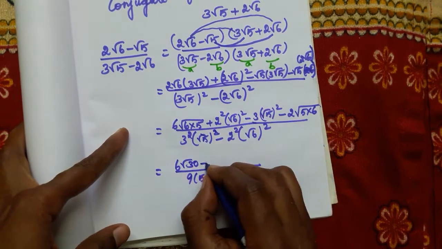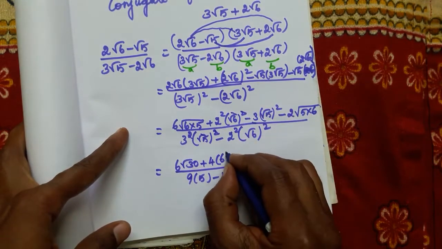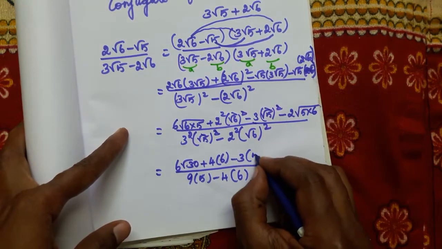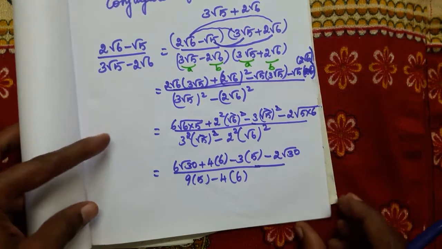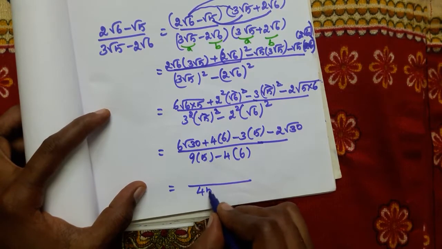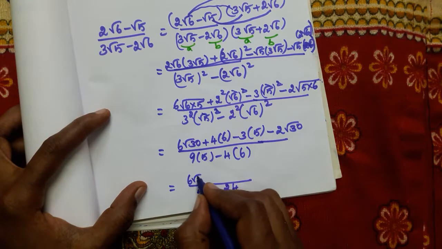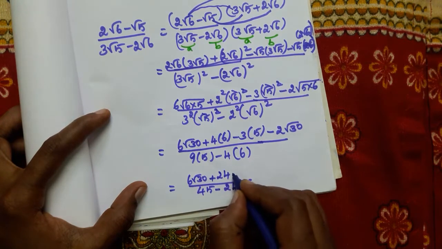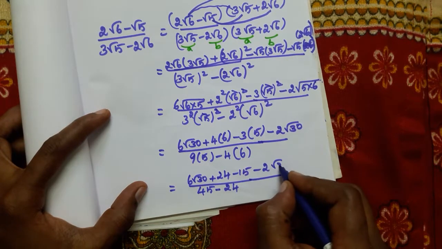2 square means plus 4 into root 6 the whole square, that is 4 into 6. Minus 3 into root 5 the whole square, which means 5. Next, minus 2 root 30. So it's equal to 9 into 5, which is 45, minus 4 into 6, which is 24. Next, 6 root 30. Plus 4 into 6 is 24, minus 15. Next, 5 into 3 is 15, minus 2 root 30.